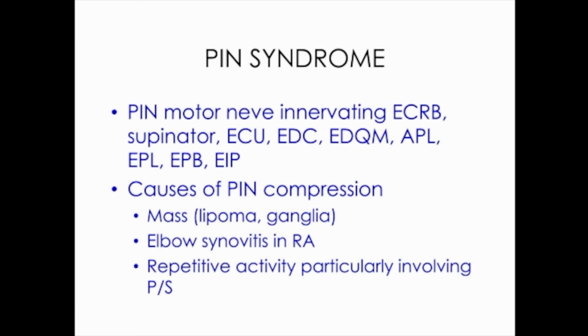Posterior interosseous nerve syndrome is compression of the PIN, which innervates the ECRB, the supinator, ECU, EDC, EDQ, APL, EPL, EPB, and EIP. Generally, the causes of PIN compression can be a mass, either a lipoma or a ganglion. You can have elbow synovitis and rheumatoid arthritis, which puts pressure on the nerve, or repetitive activity, particularly involving pronation and supination.